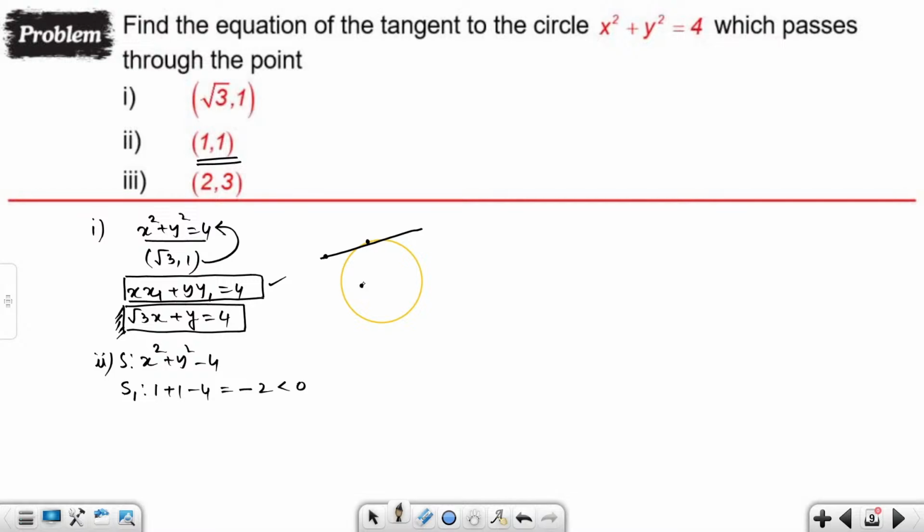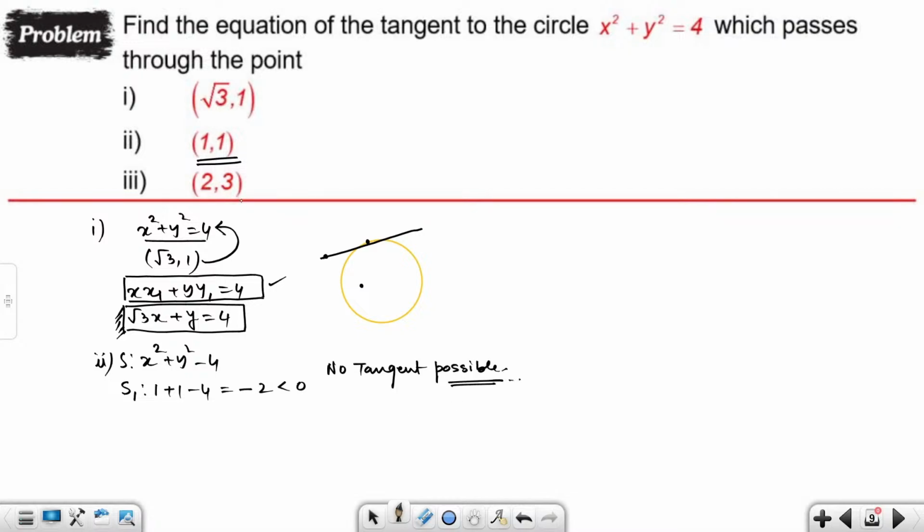And if the point is inside the circle, you won't be able to draw any tangent. If the point is inside the circle, can you draw a tangent? Tell me. No, sir. So for the second one, no tangent possible.